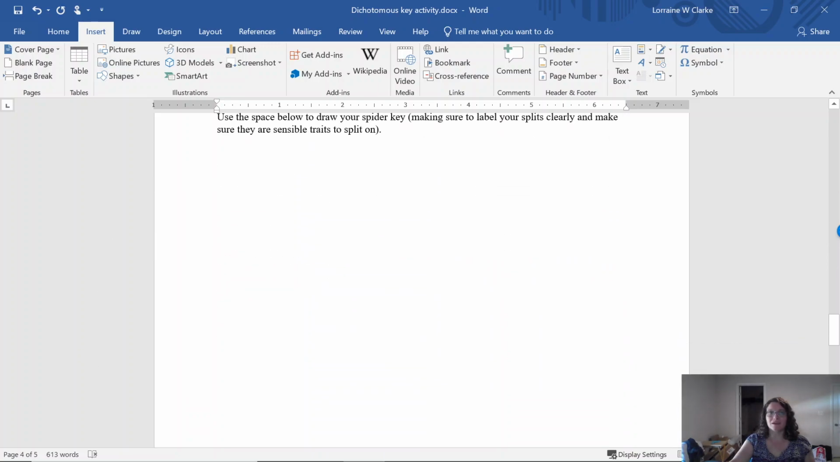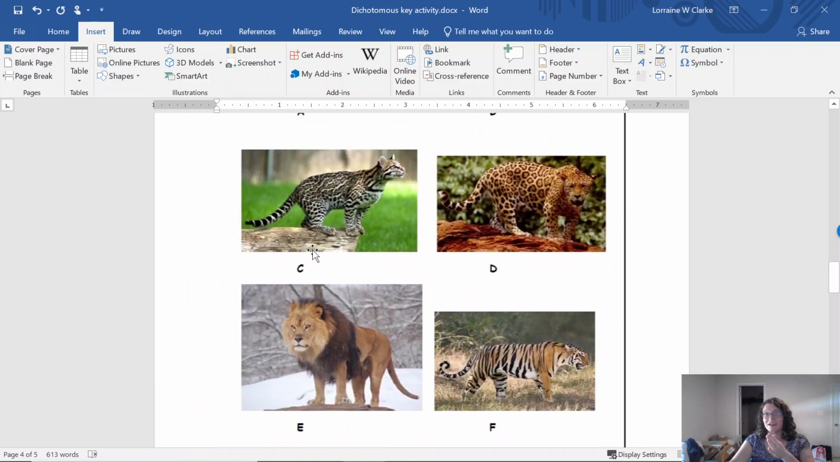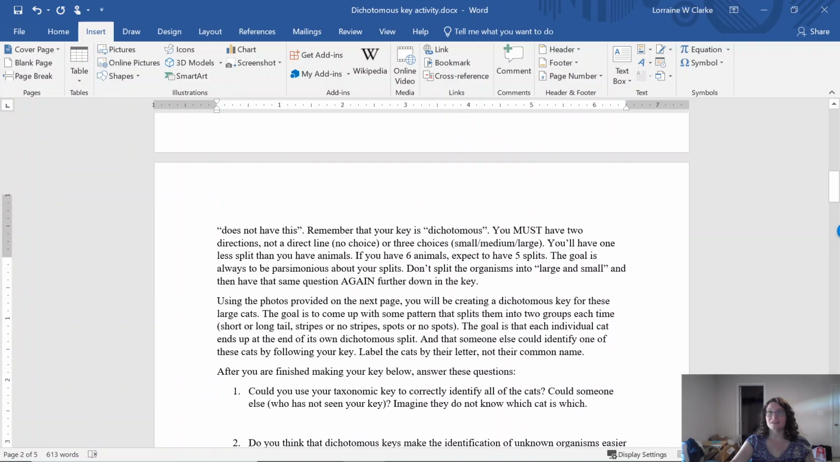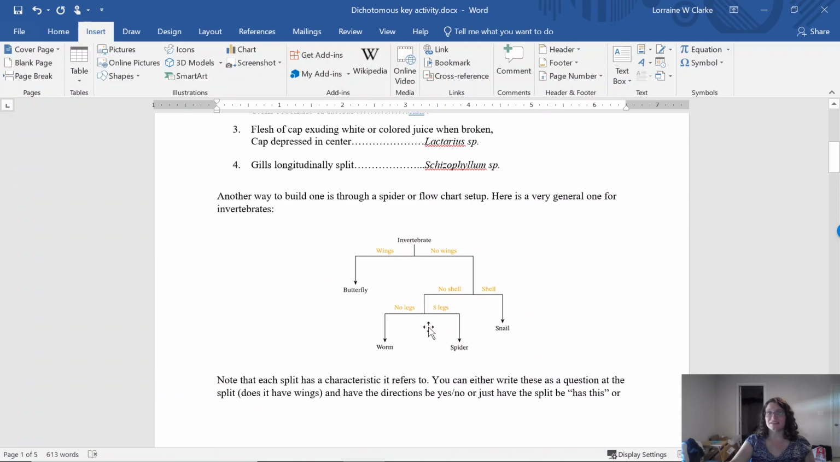All right, here's where you draw your spider key. Again, follow the instructions that I gave you. It should look something like this spider key, except it has questions about the cats, okay? And remember, your identification is at the end of the flowchart or spider key line. Make sure you have enough space for yourself.